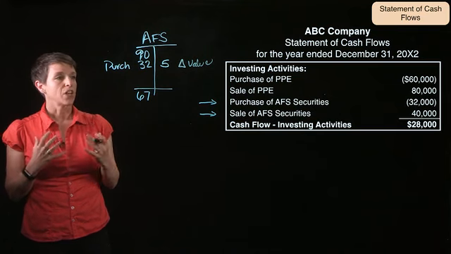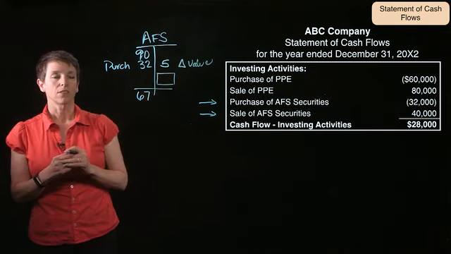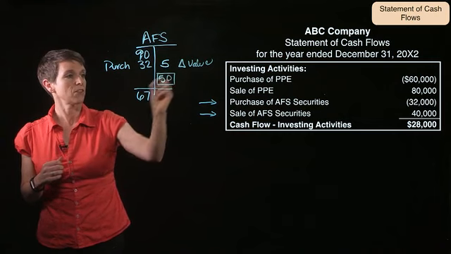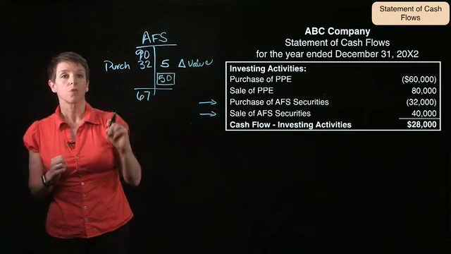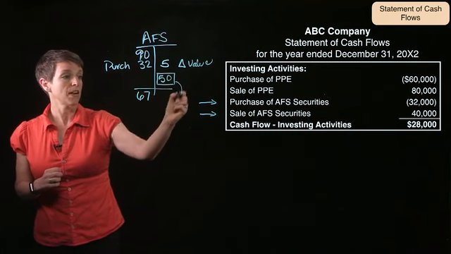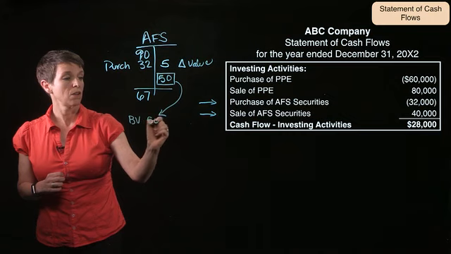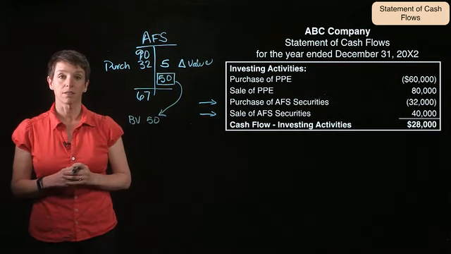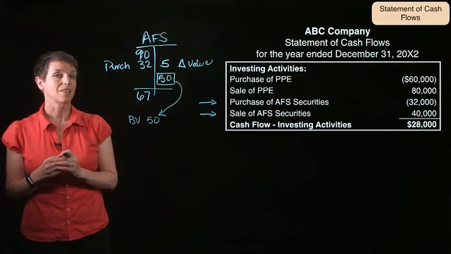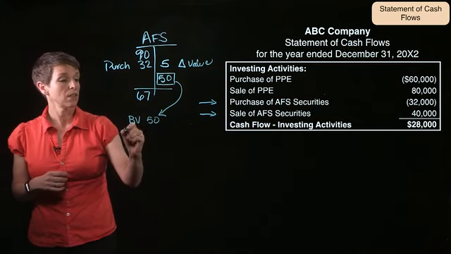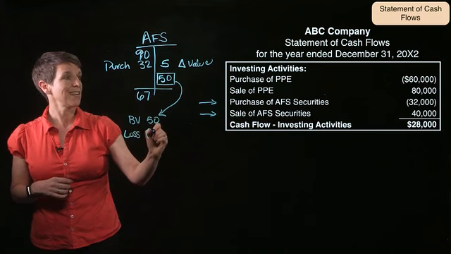The final change then can be reconciled again to $50,000. So we know that securities with a book value of $50,000 were sold during the year. If we then look at the income statement, we'll see that there was actually a loss on that sale. The loss was $10,000.